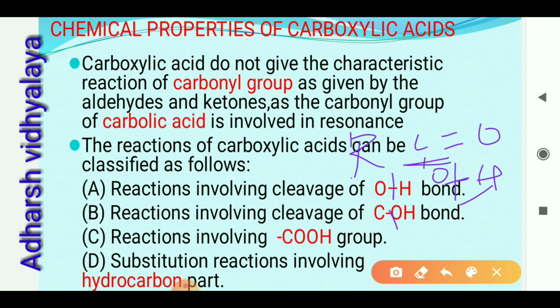The third one is reactions due to the presence of the COOH group. Fourth one is reactions due to the presence of the hydrocarbon part. So we have four different types of chemical properties. One is reaction due to the cleavage of the oxygen and hydrogen bond. Second is reaction involving cleavage of the carbon and oxygen bond. The third is reaction due to the presence of the carboxylic acid group. Fourth is reaction due to the presence of the alkyl group.